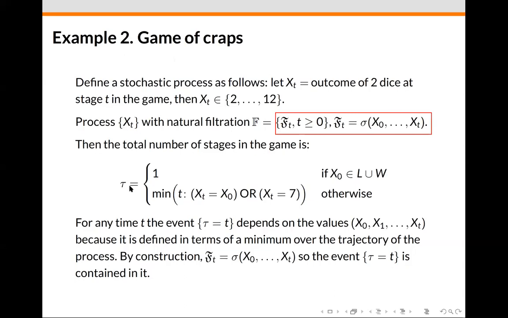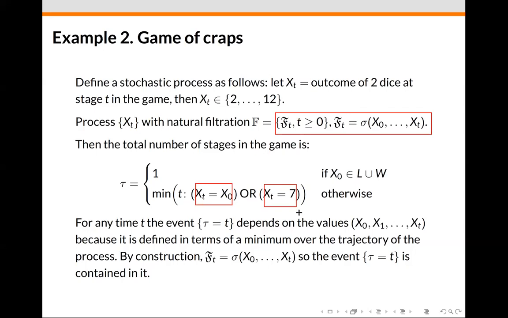So how do we define the end of the game? Well, the total number of stages in the game is 1 if you just did the initial step and your first random variable is either in the losing part or in the winning part. So if you lose or win on the first throw of the dice, then you only played one stage. Otherwise, if X0 is in the continuation space, then tau will be the first time when X of t is equal to X0, in which case you win, or X of t is equal to 7, in which case we lose.